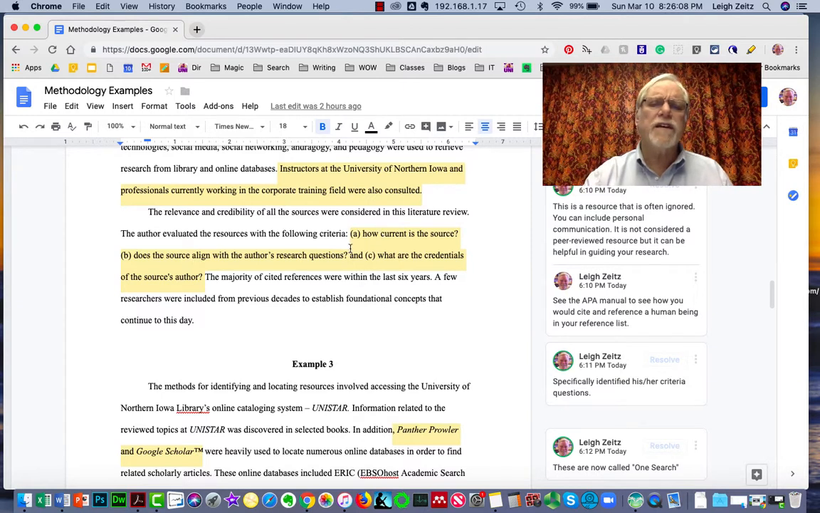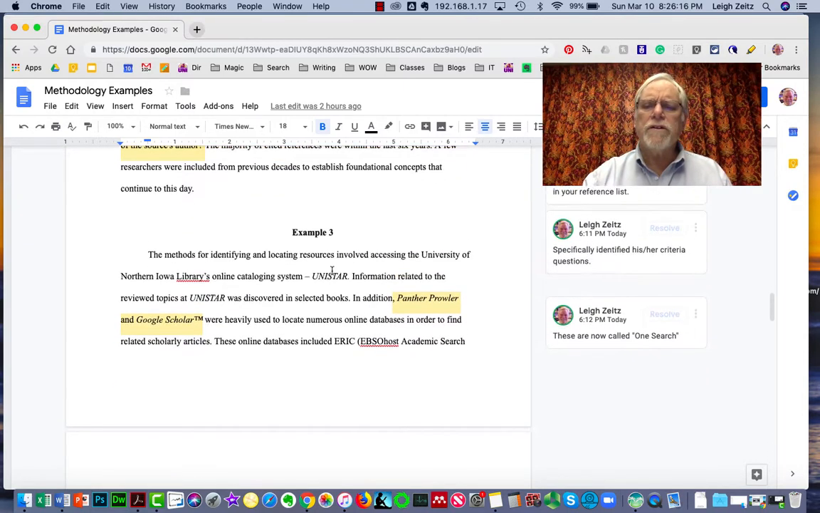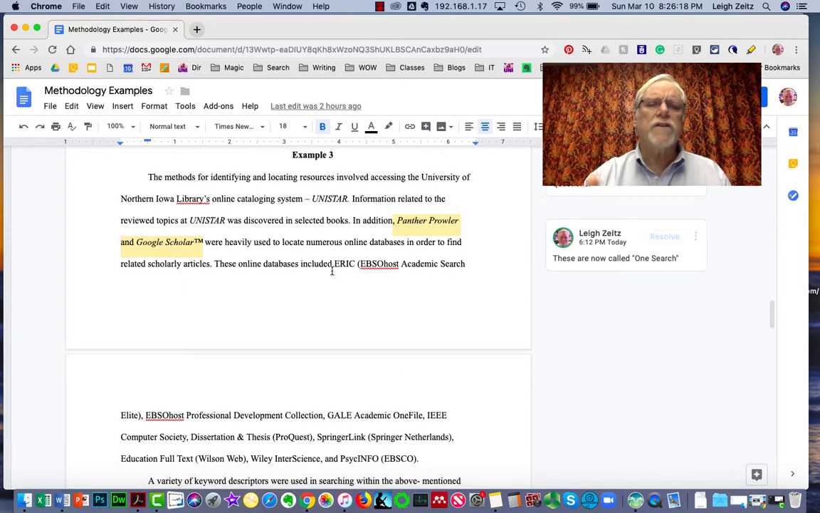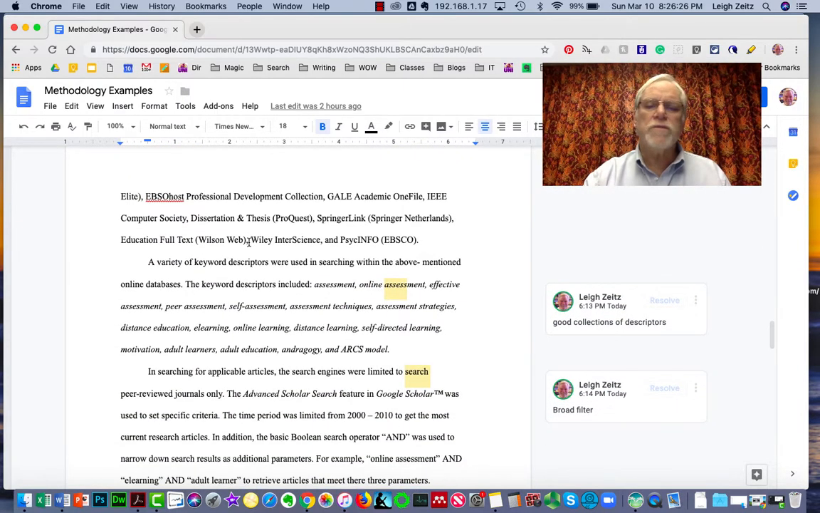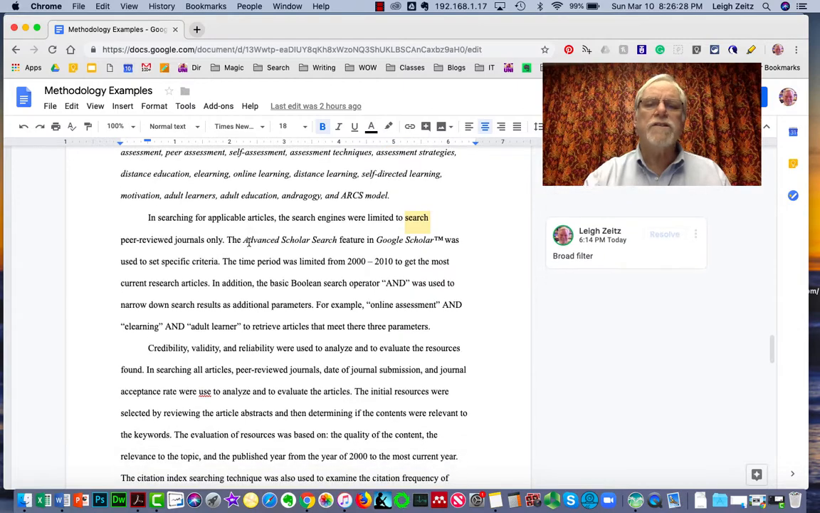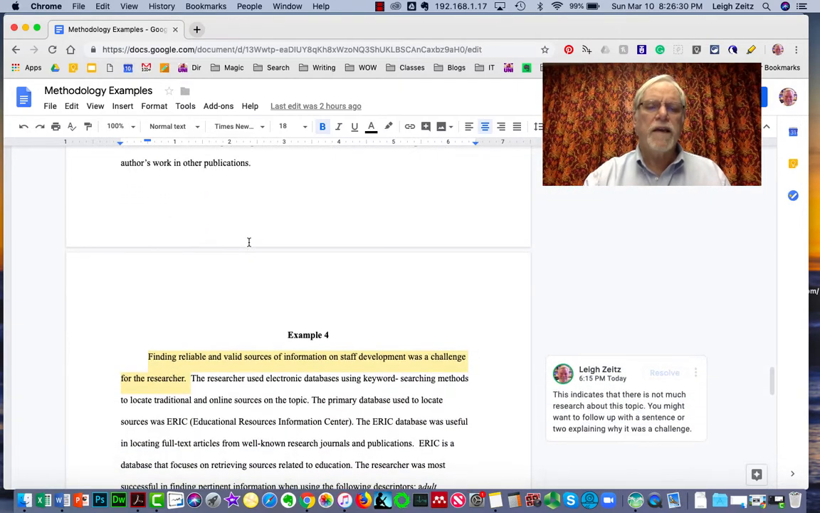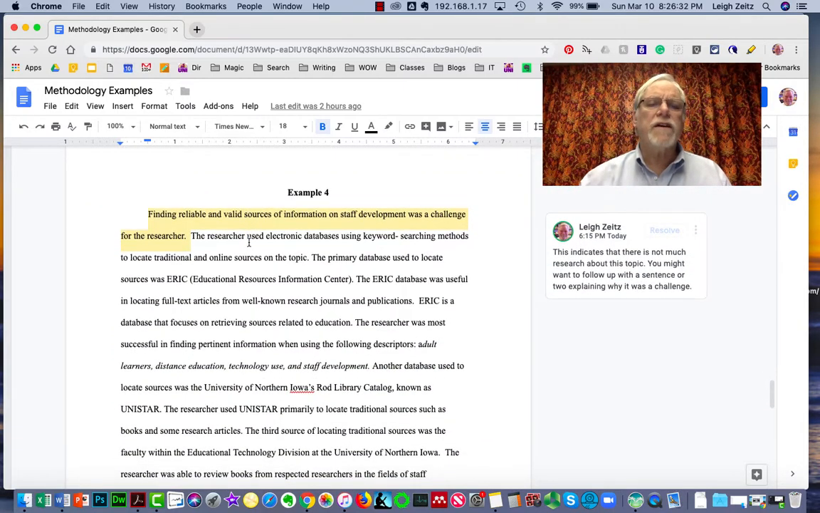Here they actually identified the very specific questions that were used to identify how they screened those articles. Down here, once again, they're talking about where they got their information. The Panther Prowler, this is what we now call OneSearch. Here's a good collection of descriptors. And once again, here's that broad filter. And then down here at the bottom, it says, find reliable and valid sources of information.